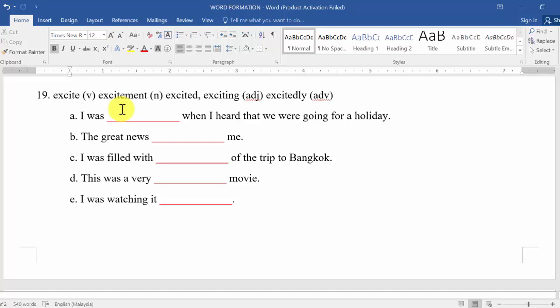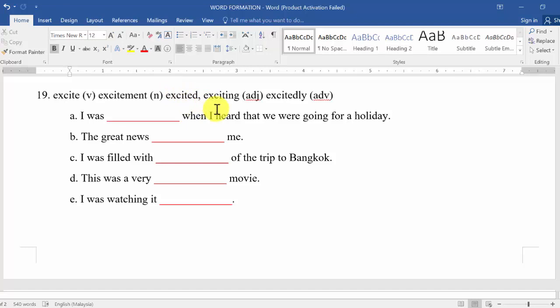Next one, excitement. Excitement is the emotion of looking forward to something, the feeling of looking forward to something. That is excitement. Next one, excited. Excited is an adjective. It is used to describe a feeling. For example, I am excited when I was talking to my idol. Excited here is describing the feeling. How do you feel? You feel excited when you're talking to your idol. Excited, feeling.